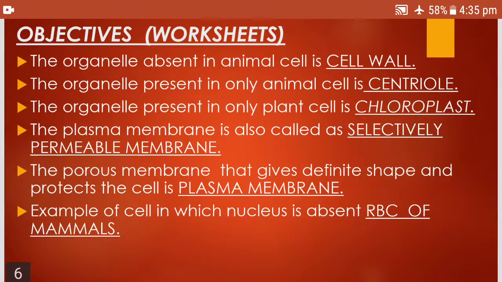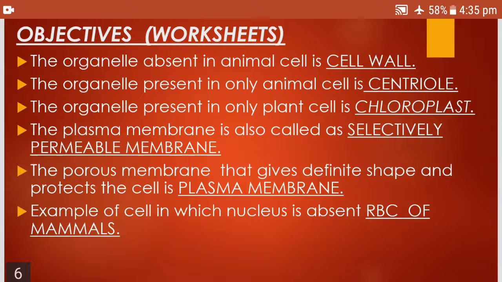Now here are some objectives from the worksheets. Kindly note them down or underline them in your textbook. The organelle absent in the animal cell is the cell wall. The organelle present only in the animal cell is the centriole. The organelles present only in the plant cell are chloroplast as well as cell wall.